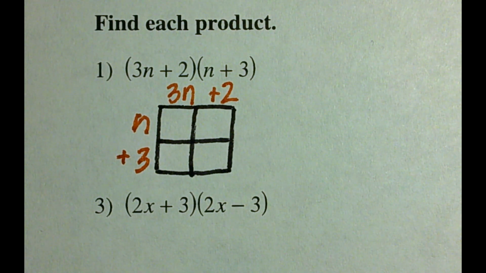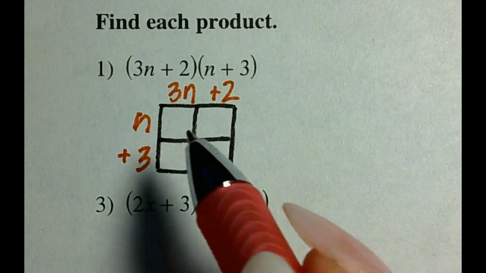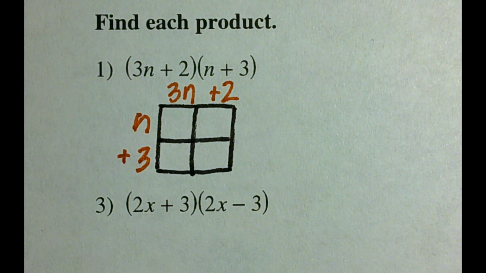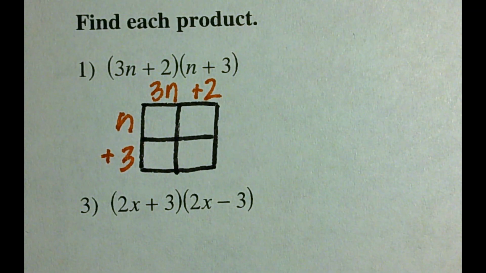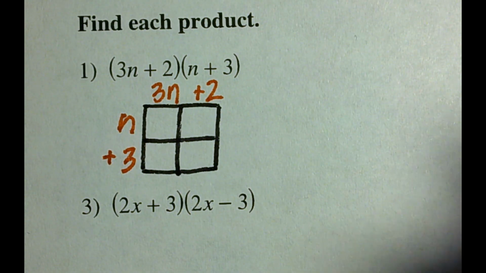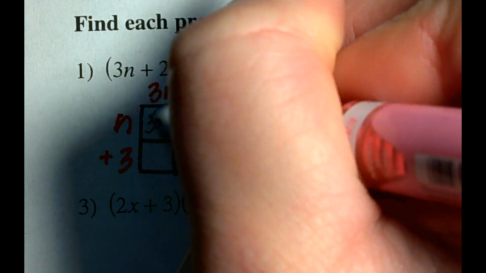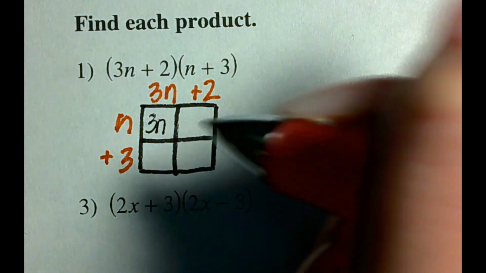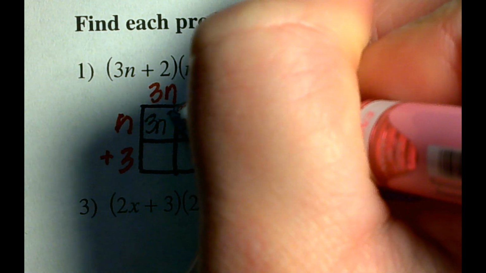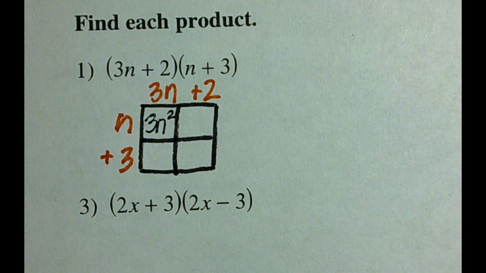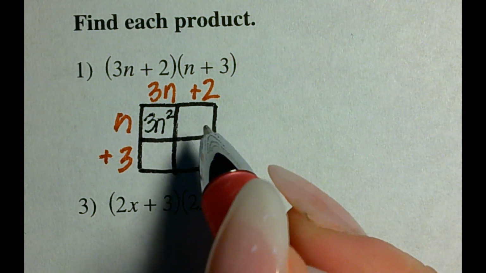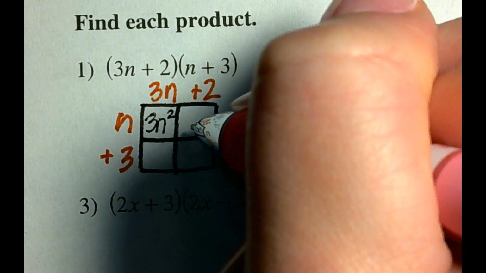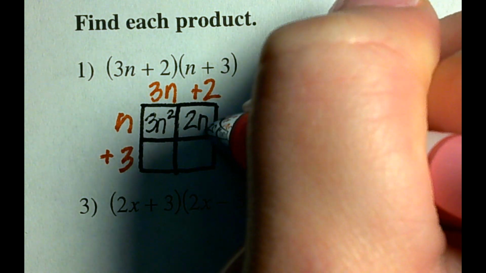Okay, what am I multiplying in my first box? 3n with the n. Yes, 3n times n. What does that give me? 3n to the power 2. Yes, 3n to the second power, or 3n squared. Then the 2 times the n. What's that give us? 2n.